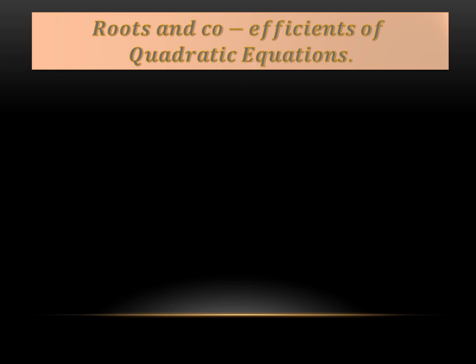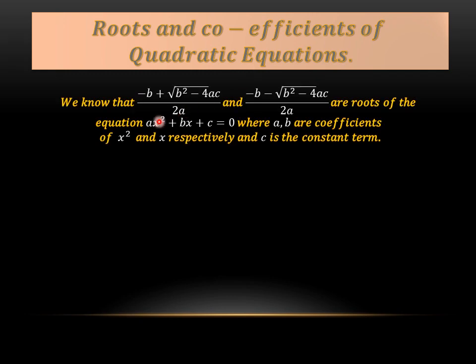You all know the quadratic equation, which is ax squared plus bx plus c equals 0. And we know that after solving the quadratic equation, we get the answer minus b plus minus under root b square minus 4ac over 2a. That is the quadratic formula. So minus b plus under root b square minus 4ac over 2a and minus b minus under root b square minus 4ac over 2a are the roots of the equation ax squared plus bx plus c.